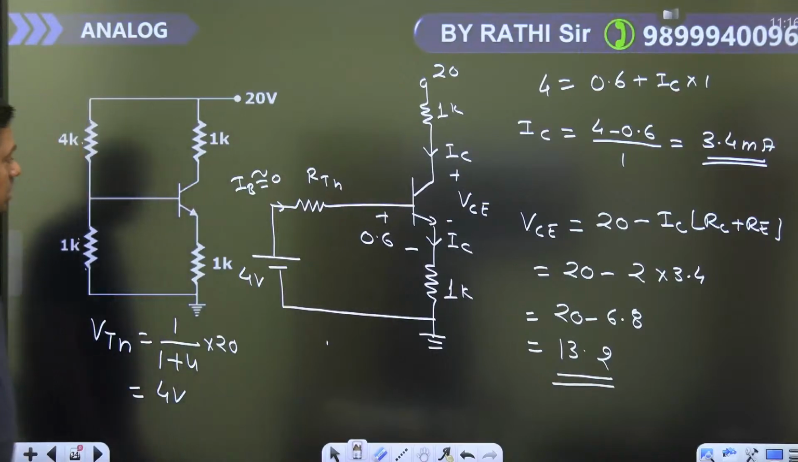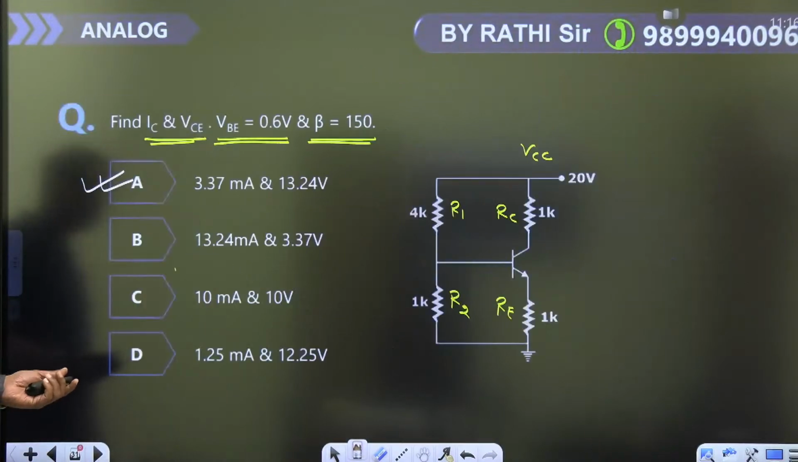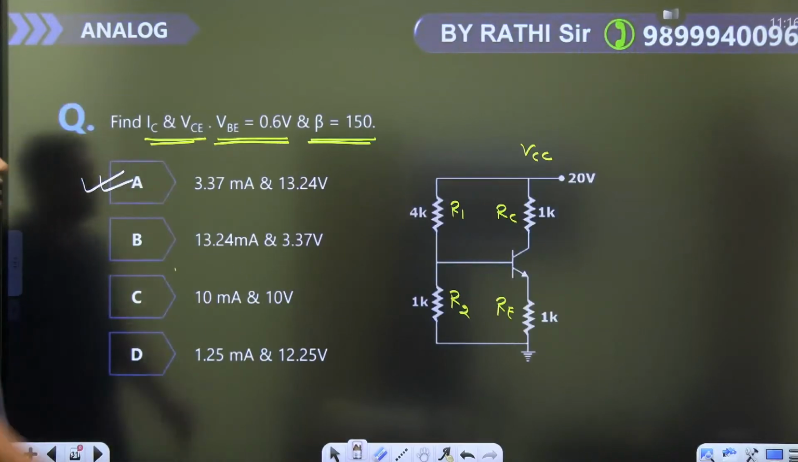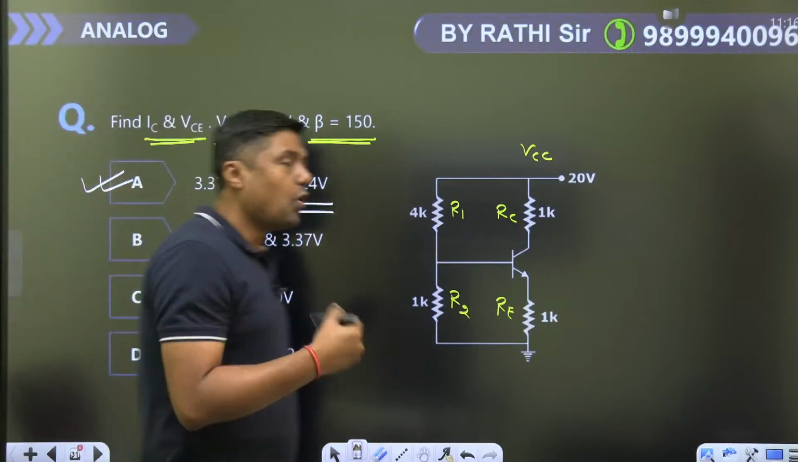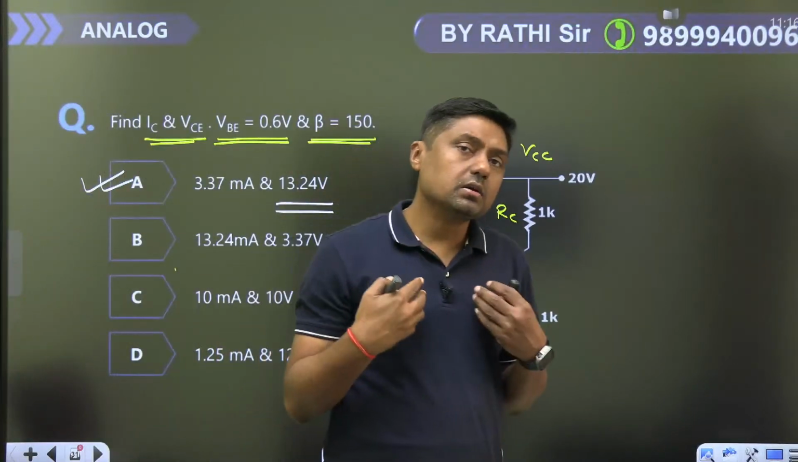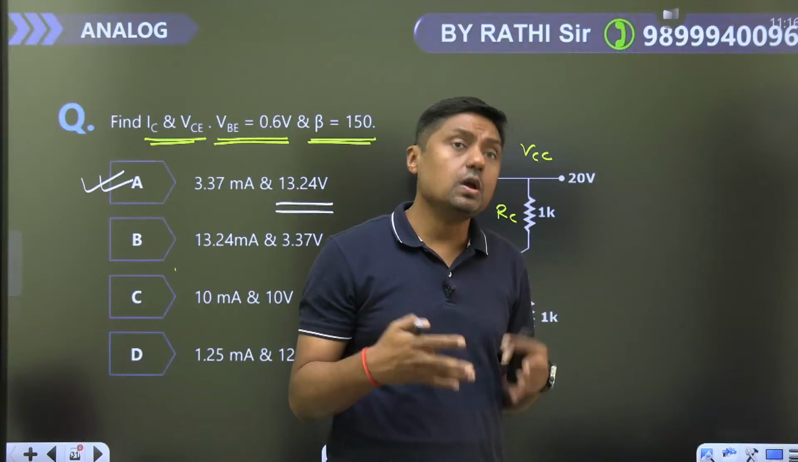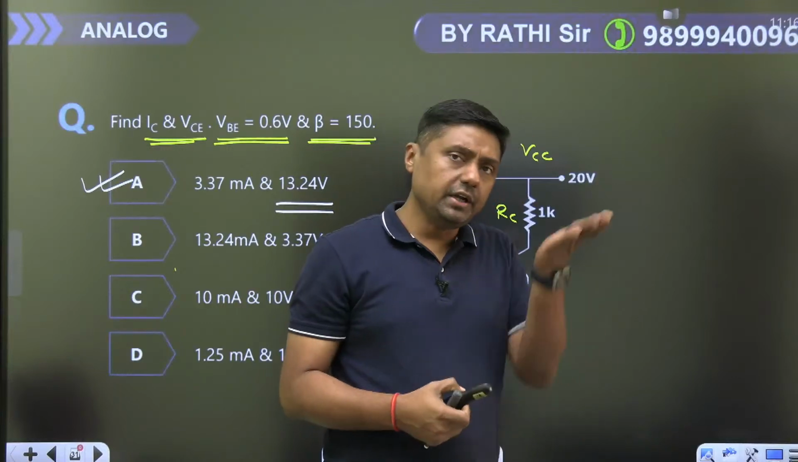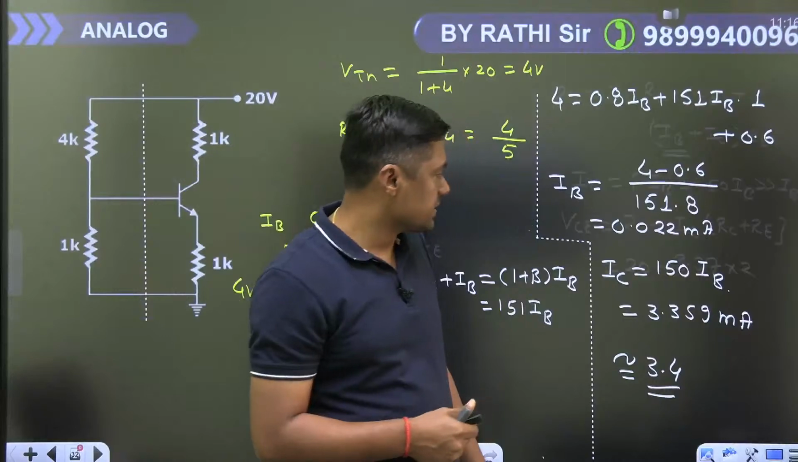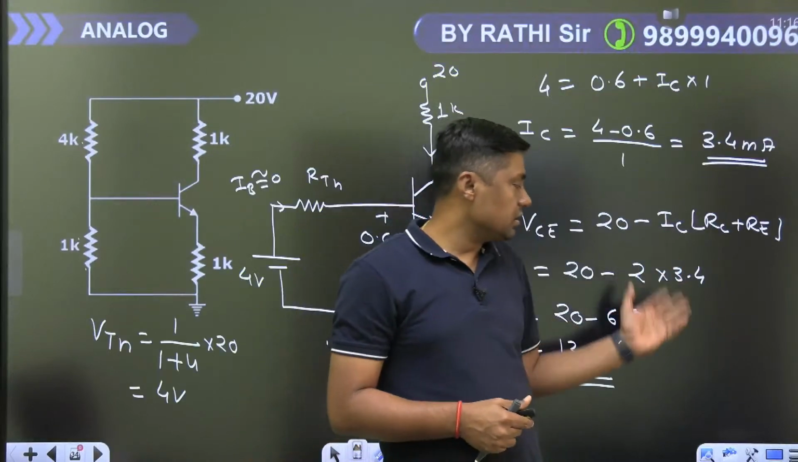13.2, and what was the exact value? 13.24. So it is underestimated. Why underestimated? Because we are calculating current IC as overestimated. When the current increases, VCE will decrease. So we are getting a nearby answer.